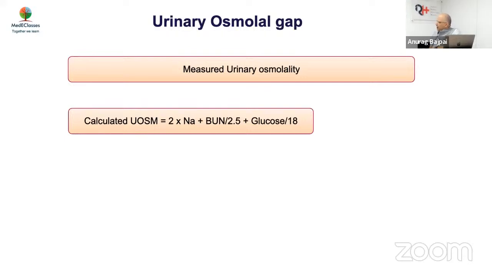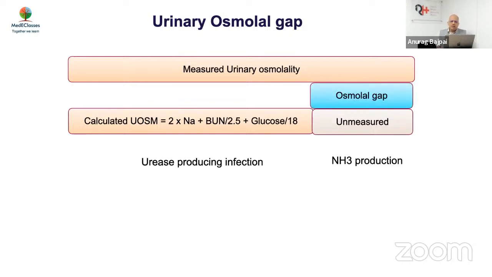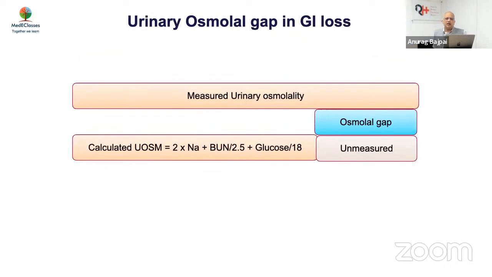So if you find that the measured osmolality is much more than the calculated osmolality, it means there is some new osmole which has been produced, and most commonly this is ammonium. So if you have increased ammonium production, this osmolar gap will go up. However, a caveat is that if you have a urease producing infection, you will of course have more ammonia coming in, which may be falsely giving you a negative scenario in that regard.